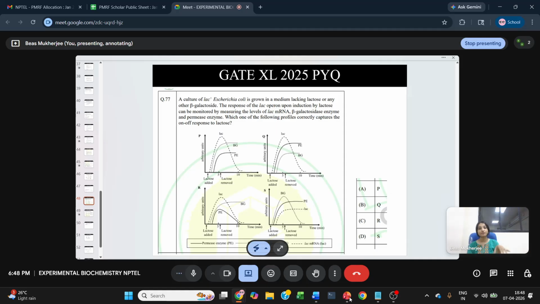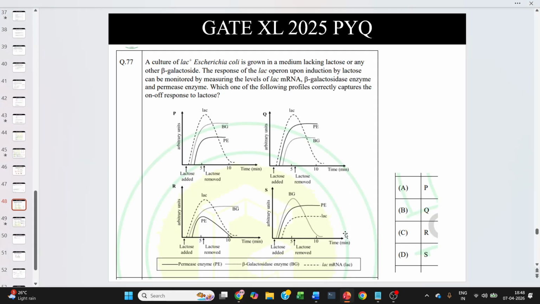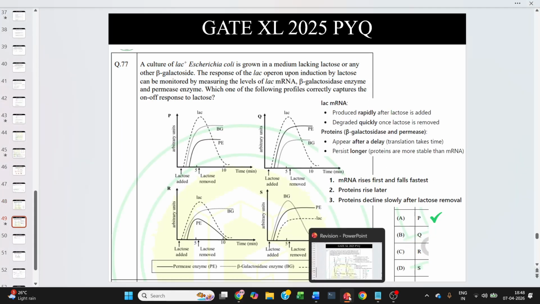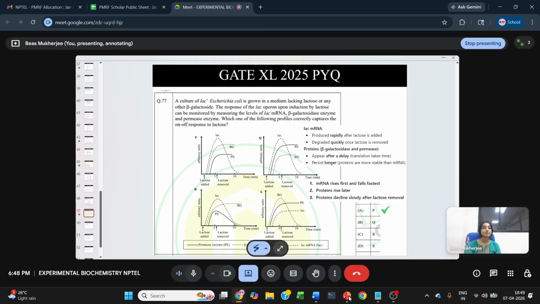So there are 4 different profiles given, P, Q, R, S. Now you will have to select. Okay. So how do we solve it? Right. So see, lac mRNA is produced rapidly after lactose is added, degraded quickly once lactose is removed, and the proteins beta-galactosidase and permease, they appear after a delay. So translation obviously takes time. They persist longer, so the proteins are more stable than mRNA, correct?